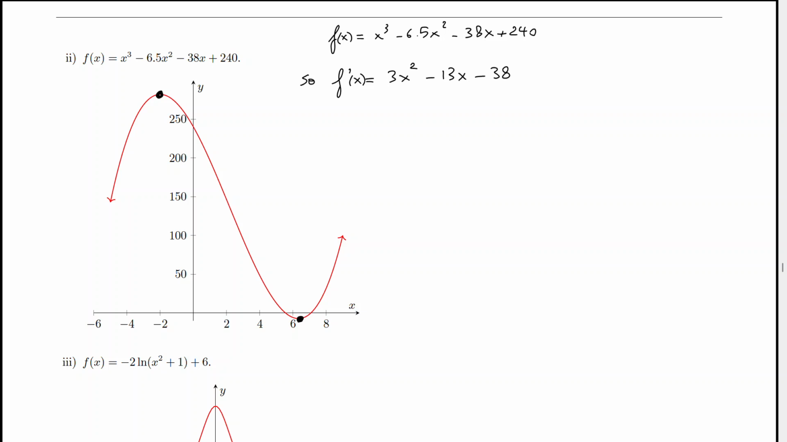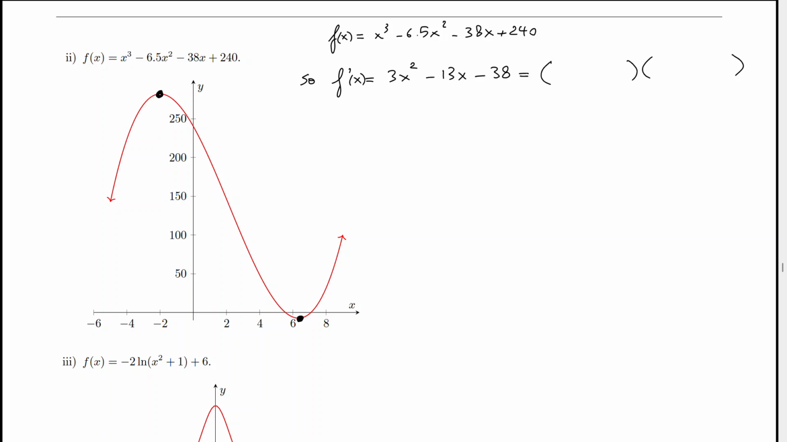Because I'm going to have to answer those questions, it's better for me to try to factor this function f of x, or in this case f prime of x, to make it easier to answer the questions that will follow up. So for this problem, I'm going to try to factor it by guess and check, or by using this big X method that we described in the past.